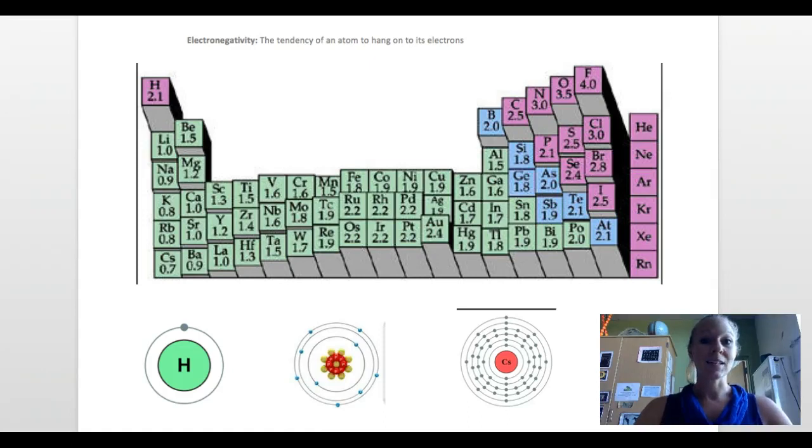We're going to be discussing electronegativity, and then in the next video we're going to be talking about how electronegativity is used to determine which bonds are present between two atoms.